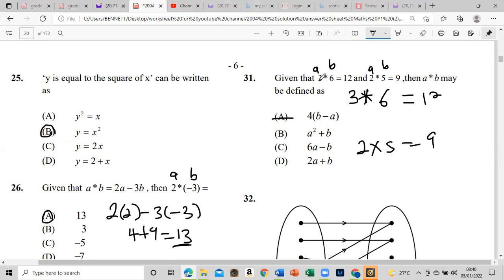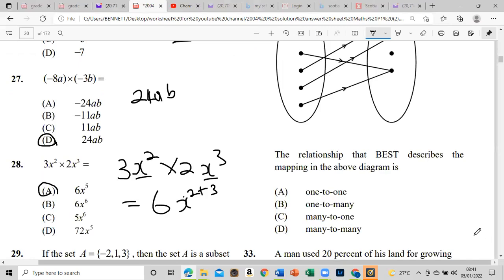Alright, I'm going to say a squared now. a squared will be 3 times 3, 9 plus 6a, that'll be 6 times 3, 18, minus 3, that'll be 15. So it's the last one. That is our answer, because the other two don't work.